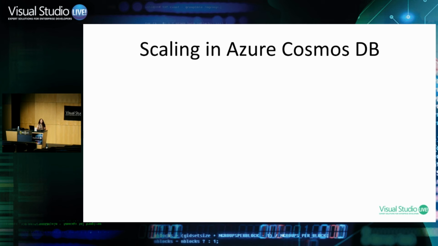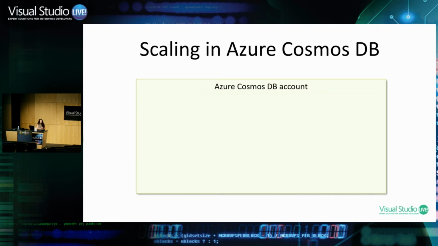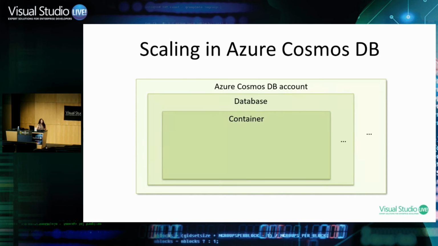All right, so let's talk about how Cosmos DB actually scales. When you create your Cosmos DB account, you can add multiple databases, and inside of each database, you can add multiple containers. And the container is really the unit where all of your data lives in Cosmos DB. So with your container, you're going to start with at least one physical partition. So what is a physical partition? This is the unit that actually is storing your data. And one physical partition can serve 50 gigabytes of data or 10,000 RUs.